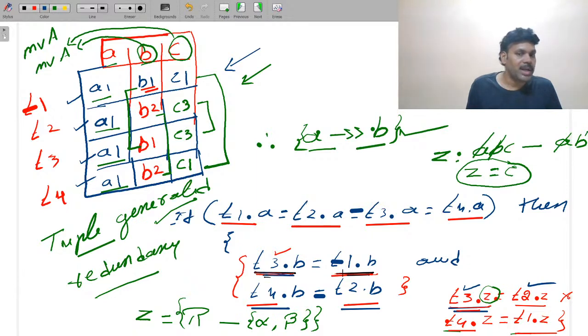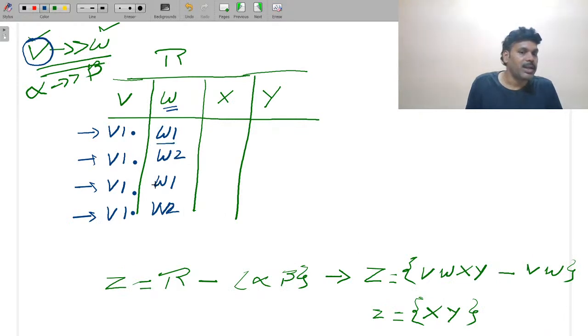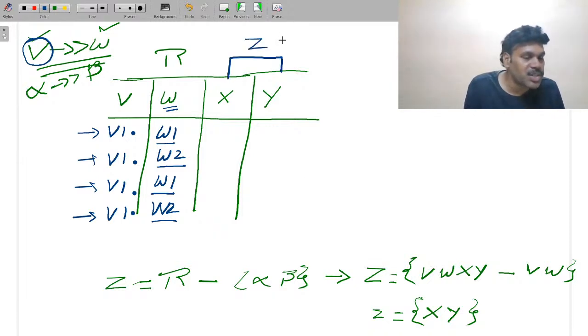T3 dot beta is equal to T1 dot beta. T4 dot beta is equal to T2 dot beta. In the same way, I am writing T3 and T1, T2 and T4. What about XY together, what is it called? Z. So now, as far as the Z condition, we want to understand what a Z is.